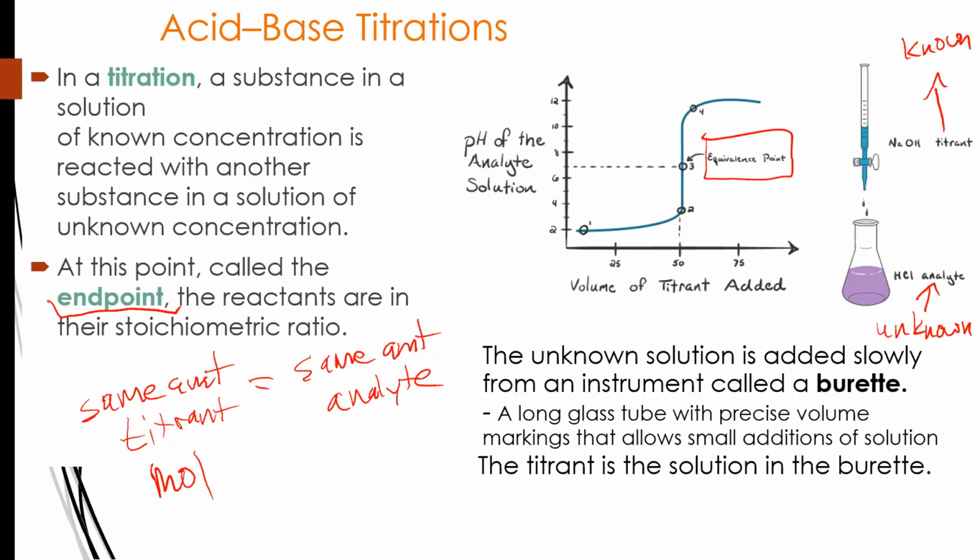So the unknown is normally, in our case, we're going to have a known amount of our acid, we're going to have an unknown amount of our base, and that's what we're going to be looking at trying to do.